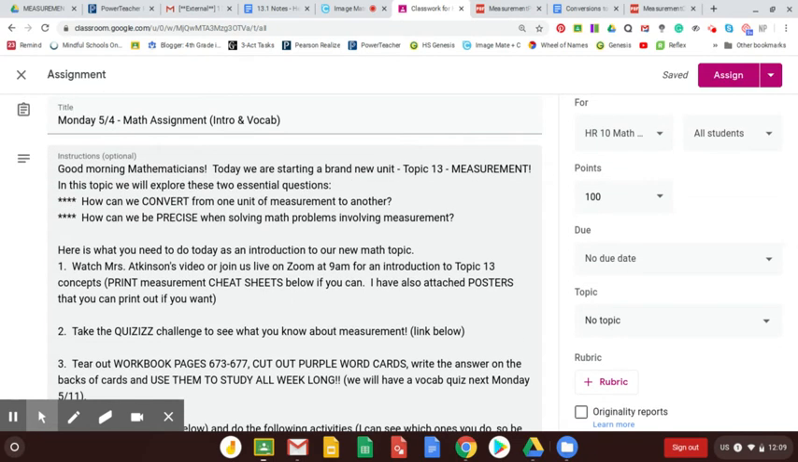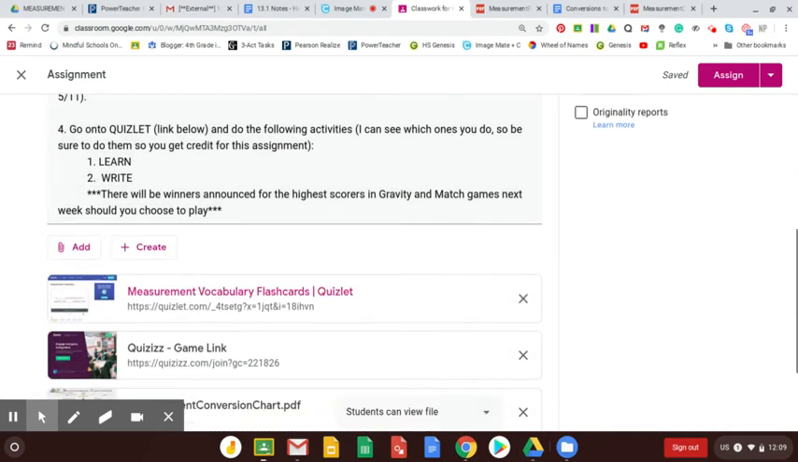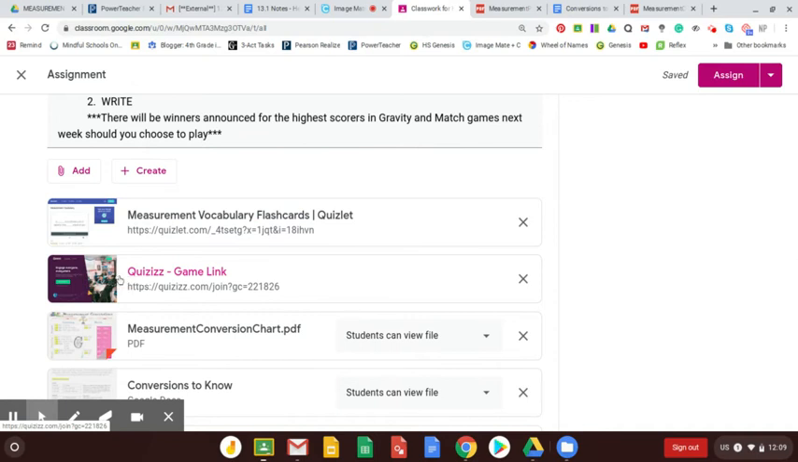All right, so today, after I get done talking to you, you are going to take a quizzes challenge to see what you know about measurement. It doesn't count as a grade. It's just kind of to get you in the measurement mindset. But I am going to look at your grades, and I'm going to look at how you do on it. I don't know. Maybe I will count it as a grade. Probably not, though. And to get to the quizzes, you're going to click this purple link right here.